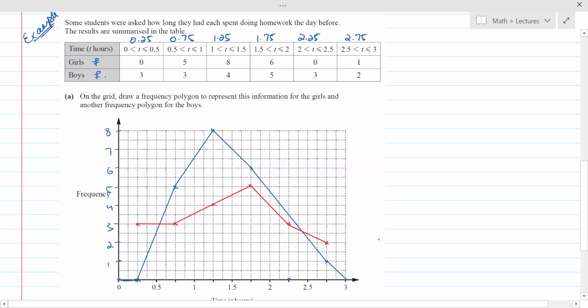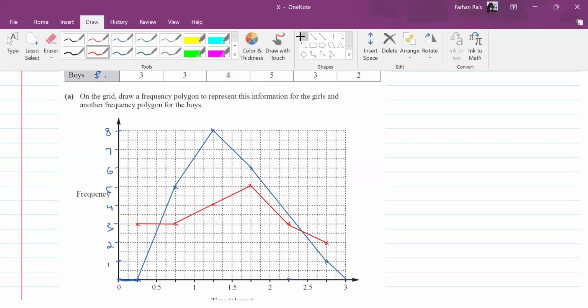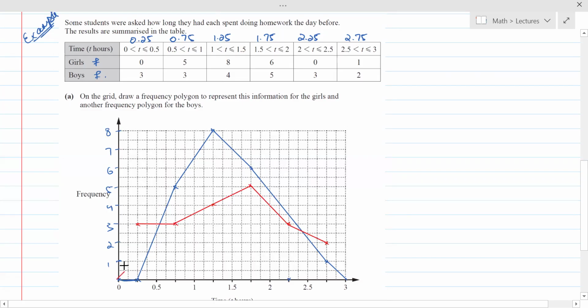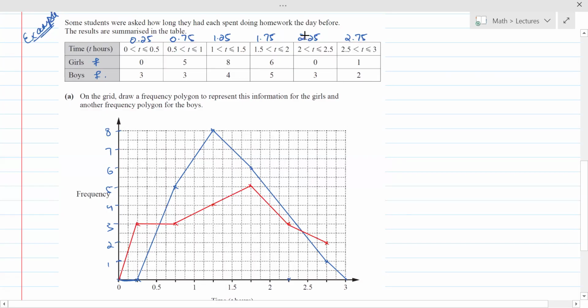And the first point would be joined to the lower limit of the first class, which is a 0. And the last point would be joined to the upper limit of the last class. Yeah, so we have got the frequency polygons for both girls and boys.